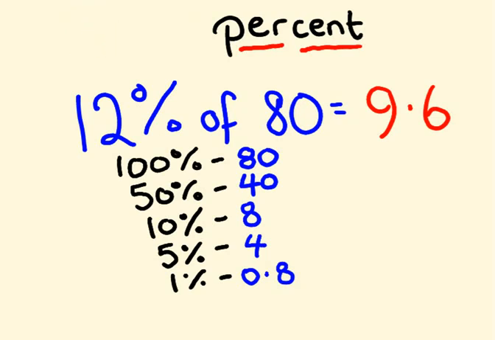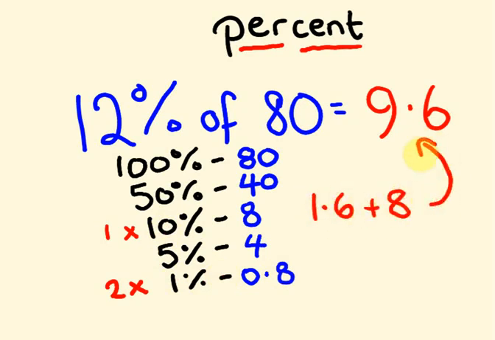So the way that we use this to work out this particular number is as follows. 12% we could think of as being 1 times 10% and 2 of these 1%. And we could really easily keep this in our head. 2 times 1% or 2 times 0.8 is 1.6. So we can keep this 1.6 in our head and we can add it to this 10% here. So 1.6 plus 8 gives us our answer, 9.6. We won't have to write things out like this all the time. This is just showing you how you mentally start working them out.